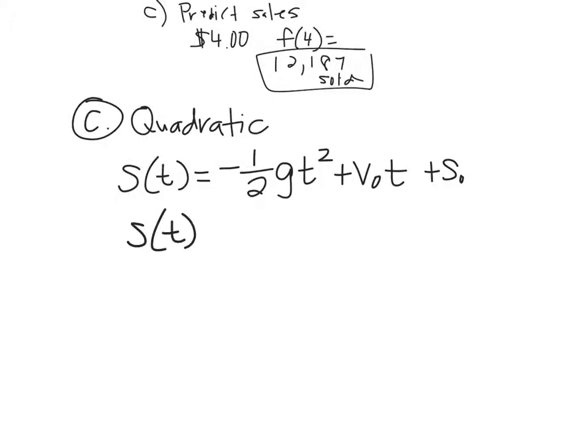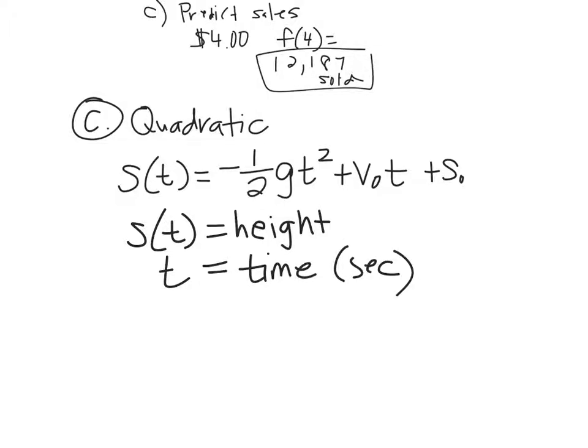S of t is the height. The height's going to be either in meters or feet. T is the time in seconds usually. Okay. We already know that v sub 0 is the initial velocity and s sub 0 is the initial height. But what's that g there? Do you know what g is? G is the acceleration due to gravity.